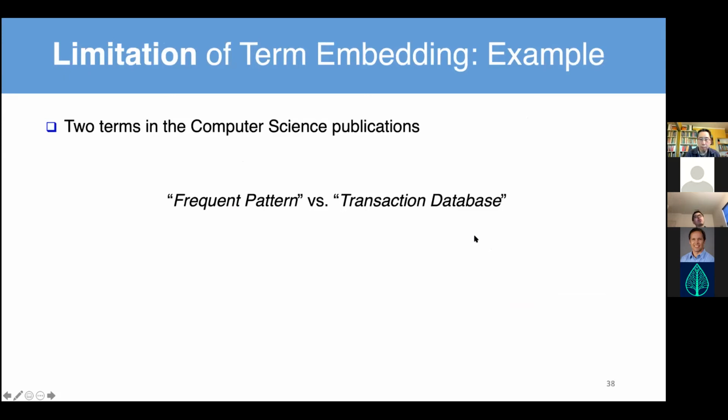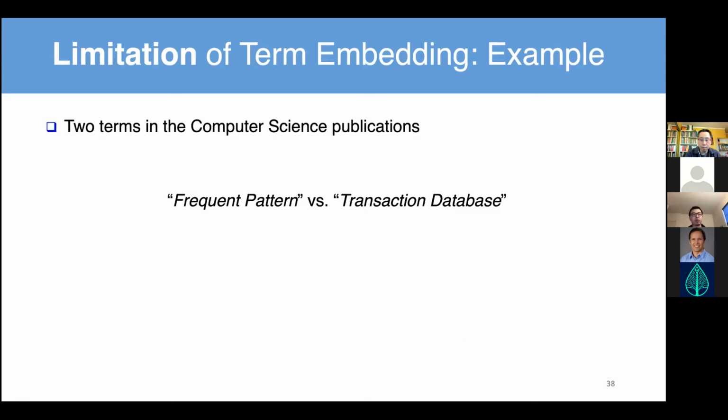So let me give you some examples. There are two phrases. The first one is called frequent pattern. The second one is called transaction database. You may not know the history of these two terms. They are actually the origin of the data mining community. So in the late 90s, people were still looking at databases, not data mining. They were trying to figure out how to efficiently conduct these things.